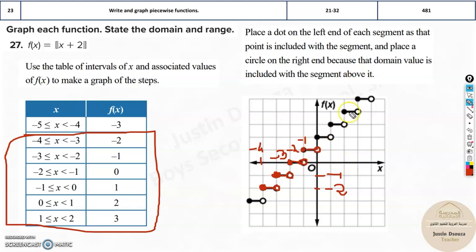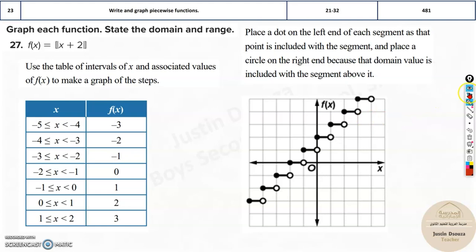Same way you can extend it. You can keep on extending. Once you get the pattern, then it'll be the same pattern. You don't even need more values. This is how you graph it. So this is the answer.